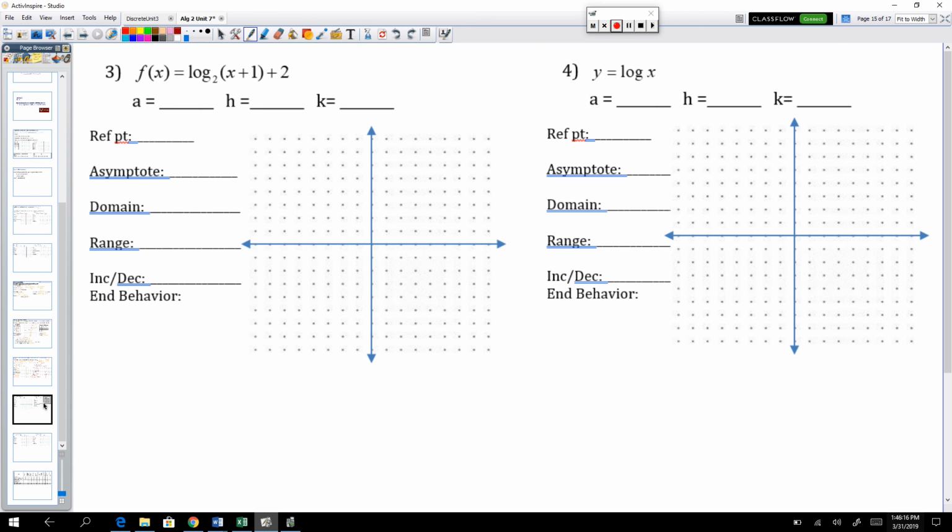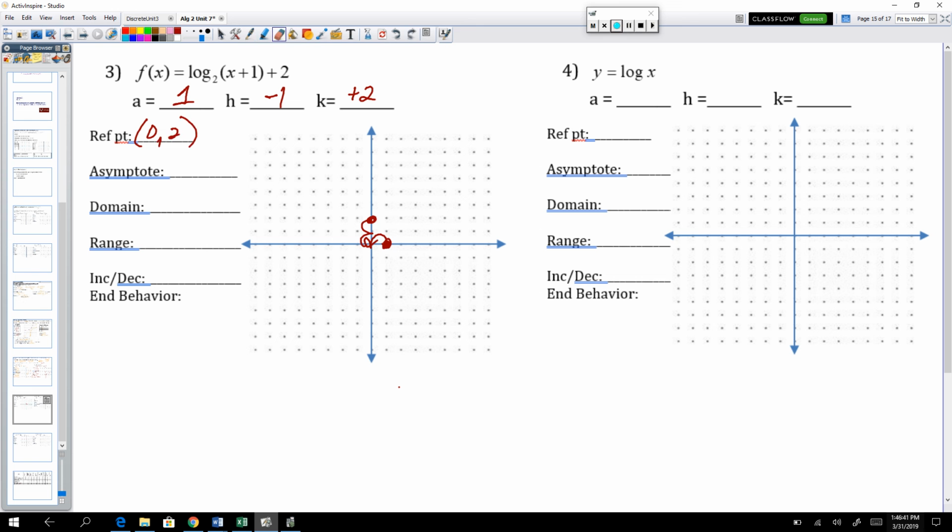For number 3, once again, we have no flip, stretch, or compress. We have a left 1, up 2 scenario. And so the impact this has on our starting point is we will go left 1, up 2. So our new starting point, reference point, is 0, positive 2.